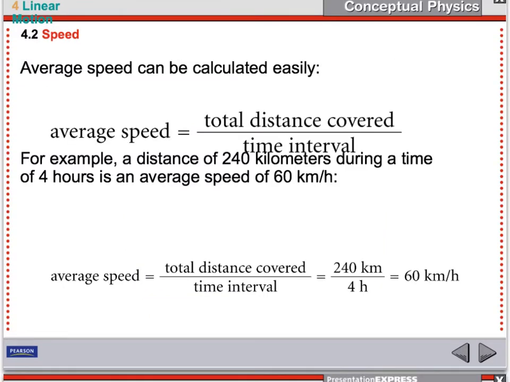For example, if you're driving in a car and you cover 240 kilometers during a time of 4 hours, your average speed was 60 kilometers an hour. That does not mean that you were driving 60 kilometers an hour the entire time. It was an average. Sometimes you were going faster, sometimes you were going slower. So a lot of times when we're dealing with speed, we're talking about the average speed, which is the total distance covered divided by the total time it took to cover that distance.